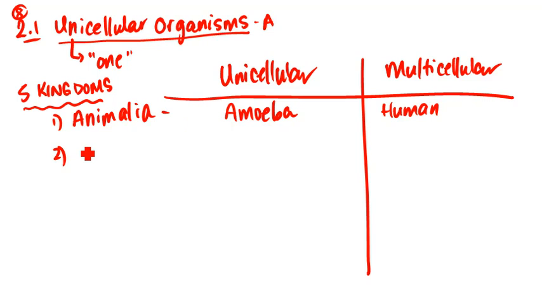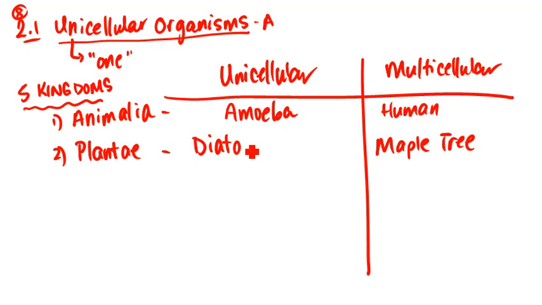The next kingdom that we have is the plant kingdom, or Plantae. The multicellular version of this one could be really any tree that you can think of. So a maple tree, a fig tree, a palm tree. And a unicellular plant would be something called a diatom, or algae, or plankton. But the photosynthetic plankton, not the zooplankton.